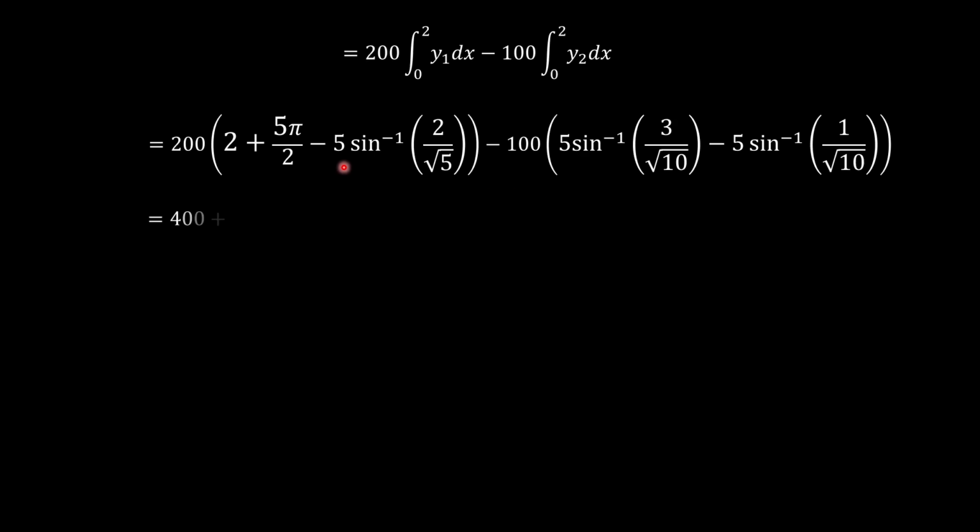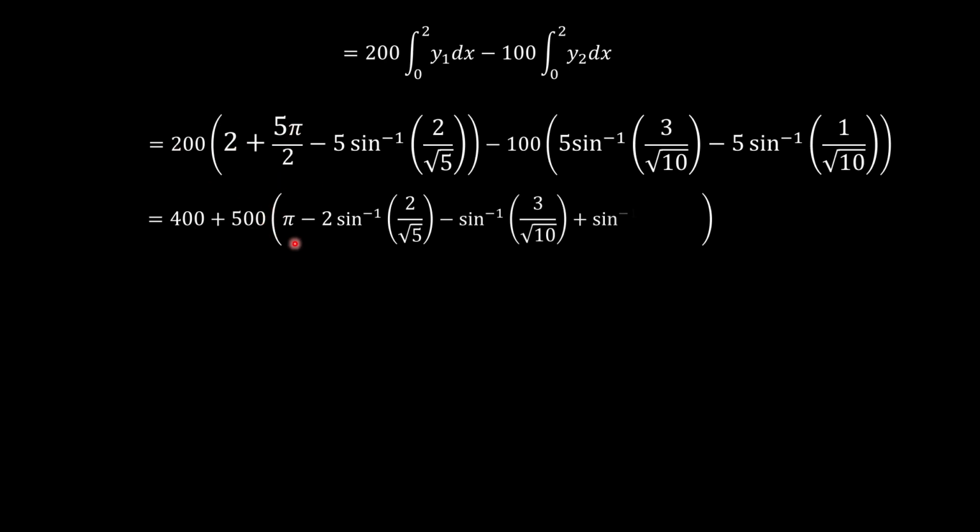We can multiply 200 across, so we have 400 coming from 200 times 2, and then 200 times 5 pi over 2 is 500, and then we pull out everything and say this is pi. And this 5 times 200 is 1000, but we'll keep the 2 here. Same thing here, the 500 has been pulled out, so we have pi minus 2 arcsine 2 over root 5 minus arcsine 3 over root 10 plus arcsine 1 over root 10.